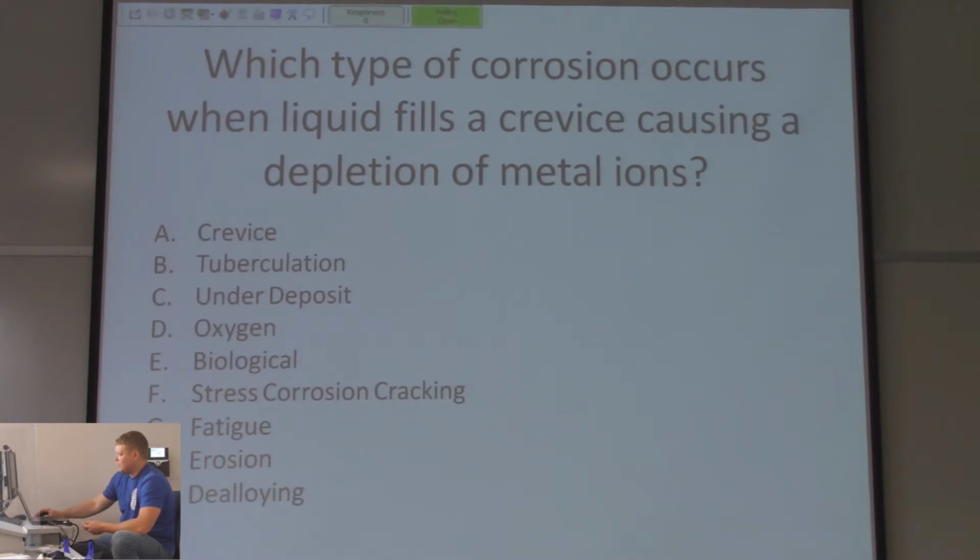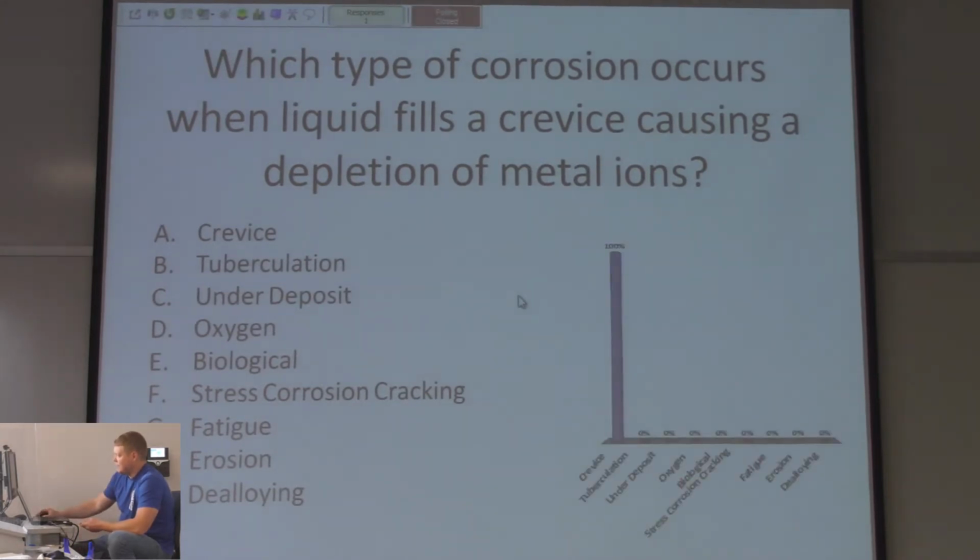Which type of corrosion occurs when liquid fills a crevice, causing a depletion of metal ions? Crevice, tuberculation, underdeposit, oxygen, biological, stress corrosion cracking, fatigue, erosion, or de-alloying. It's in the name, right? Crevice corrosion.